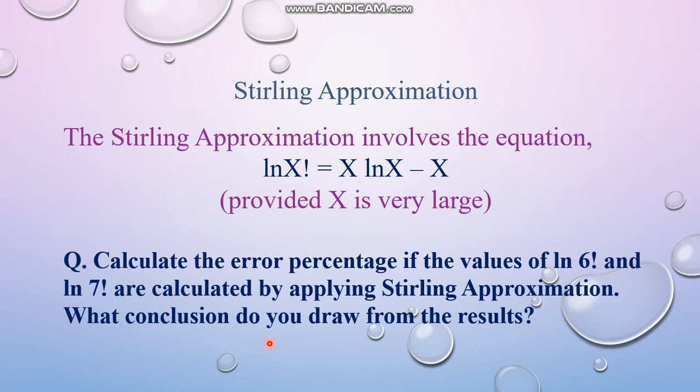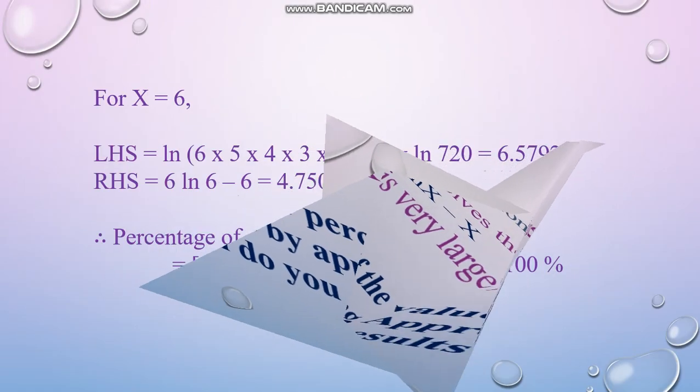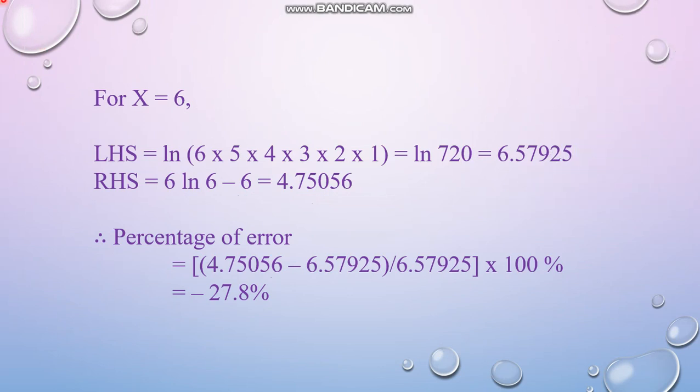That means when the value of x increases, then the right hand side would be closer to the value of the left hand side. This result will be reflected whenever you increase the value of x. So let's put the examples of 6, 7. For example, let us take x equals 6. So what should be the value of the left hand side, which is the exact value?